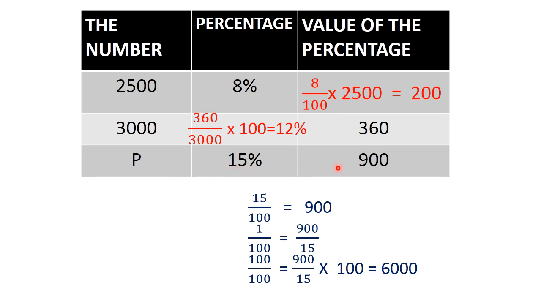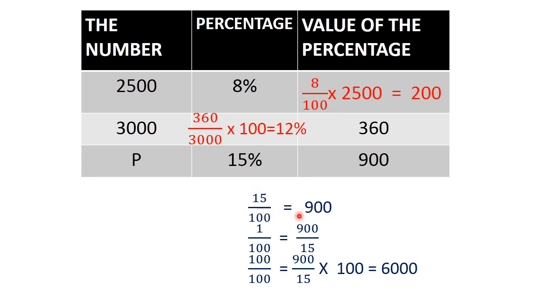Third type of calculation, 900 is 15% of a certain value. The basic value is not given, we need to find it. And there are 2 types of calculation. One is, you can use this way.